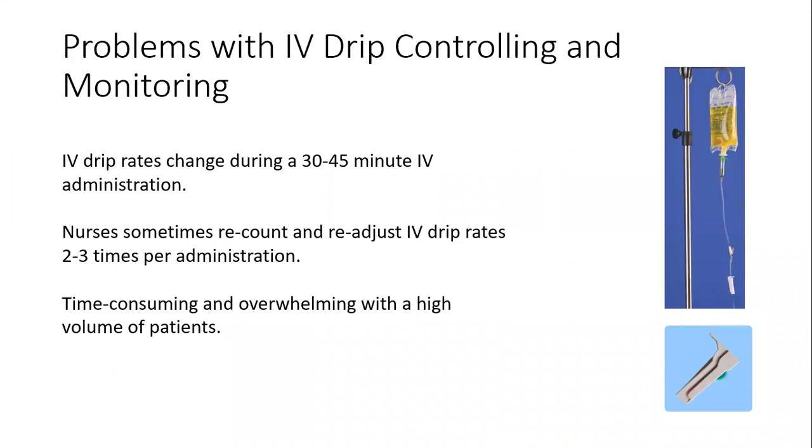Unfortunately, roller clamps are pretty imperfect. IV drip rates sometimes change during a 30 to 45-minute IV administration, and nurses sometimes recount and readjust drip rates 2 or 3 times during a single administration. When there's a high volume of patients, which there often is at the major hospitals in Ghana, this is a time-consuming and overwhelming process. And just to add, drip rate changes pose dangers to patients because they may be receiving too much or too little of whatever it is that they're being administered.